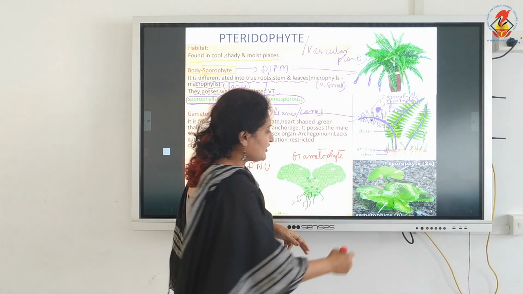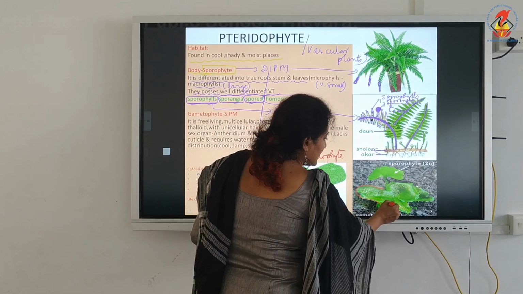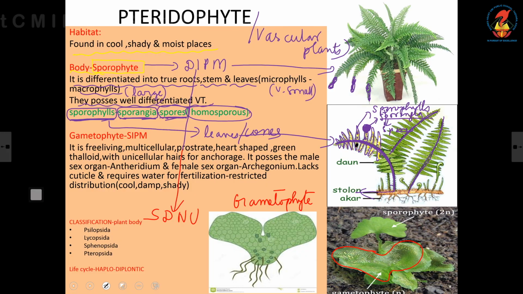It is a very rare scene to see this, and you can always recognize it as a heart-shaped structure, and this is the exaggerated version of the gametophyte. See, it's heart-shaped. It is thalloid or prostrate, a thallus, and you can see unicellular rhizoids for anchorage, and this indicates the male and female sex organs. Because it is a gametophyte, it should possess the male and female sex organs, that is the antheridium and archegonium.